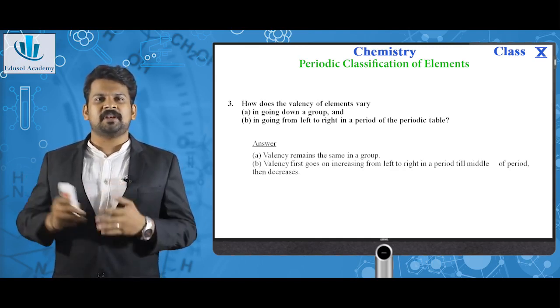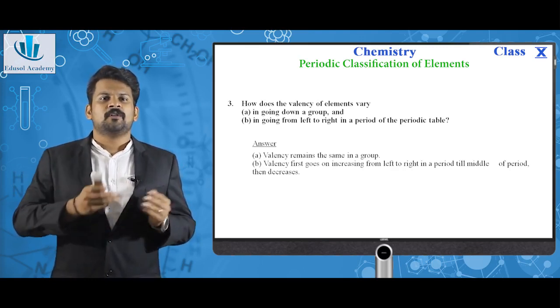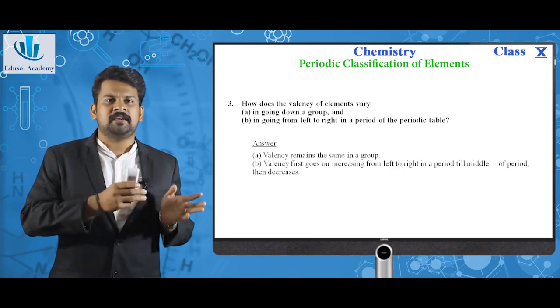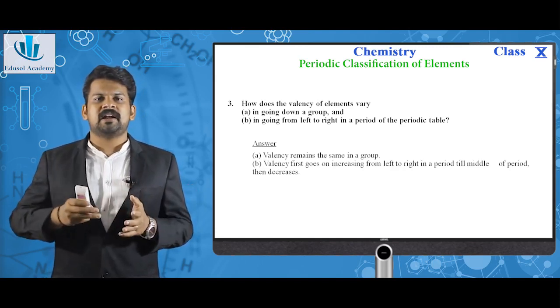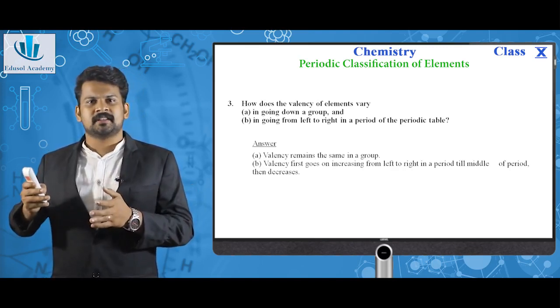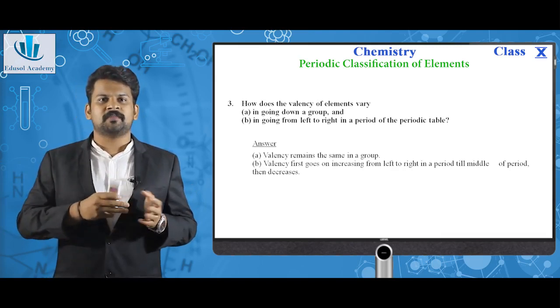While going across a period from left to right, 1 electron is added. So from the extreme left, if the number of elements is increasing as you write from left to right, the valency increases to 4 first, then decreases to 0. So this is how it goes from left to right.